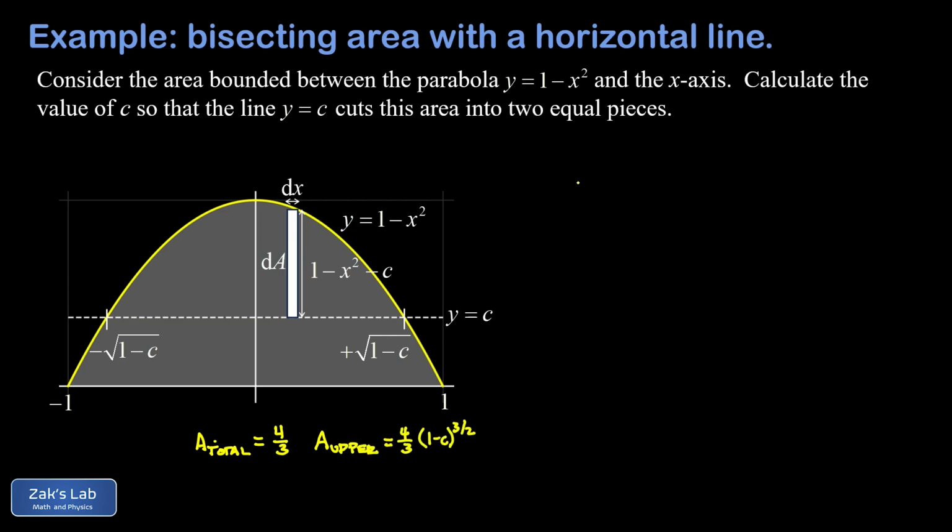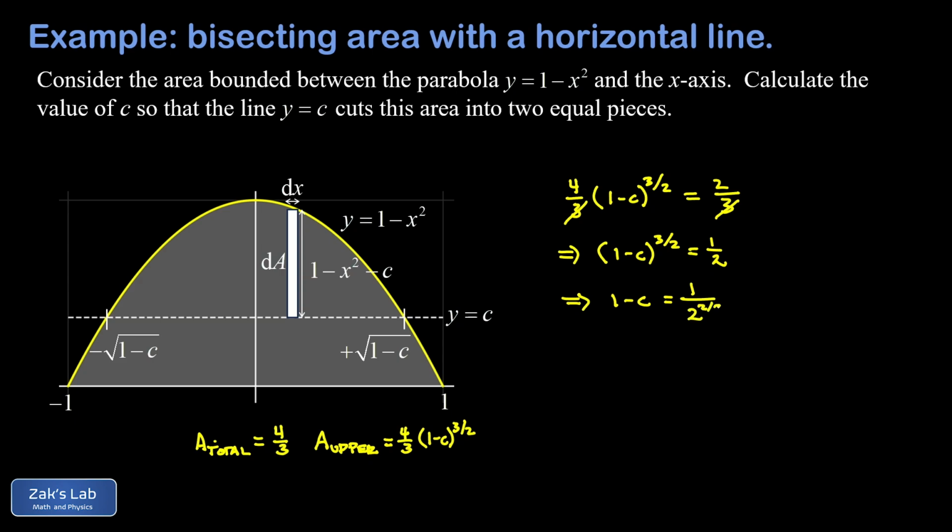All right, so finally we're able to execute our original strategy. I want to take the area in the upper half of the figure, and that's 4/3 times 1 minus c to the 3/2, and I want to set that equal to half the total area under this parabola. Well, the total area was 4/3, so half of that is 2/3. So immediately we can multiply both sides by 3, and we'll divide by 4. That gives us a 1/2 on the right side, so we have 1 minus c to the 3/2 is equal to 1/2. Then we can raise each side to the 2/3 power, and on the left-hand side we'll have 1 minus c, and then on the right-hand side we have a 1 over 2 to the 2/3.